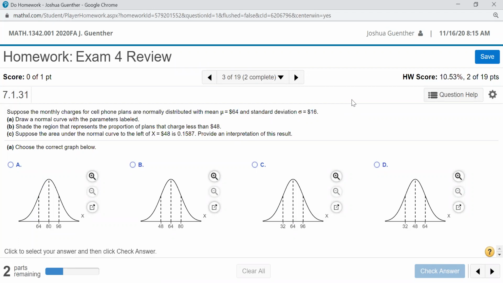Suppose the monthly charges for cell phone plans are normally distributed with mean $64 and a standard deviation of $16. So on average, for cell phone plans from a given company, you're looking at spending $64 a month, but not every plan is going to be exactly 64. There's going to be some variance. This plan is $60 a month. This plan is $72.50 a month. So the idea is we can kind of model the cost of these cell phone plans with a normal distribution.